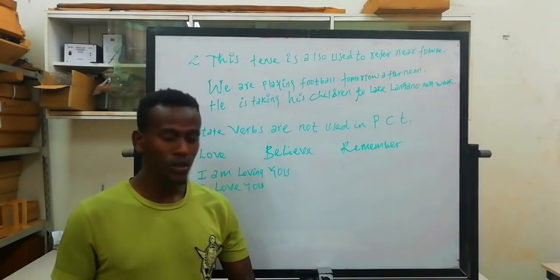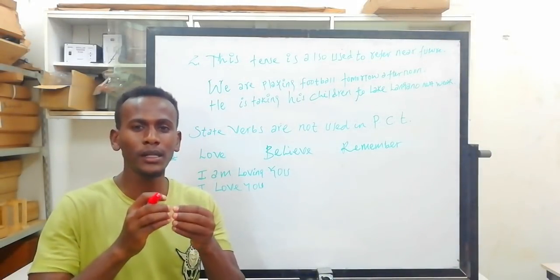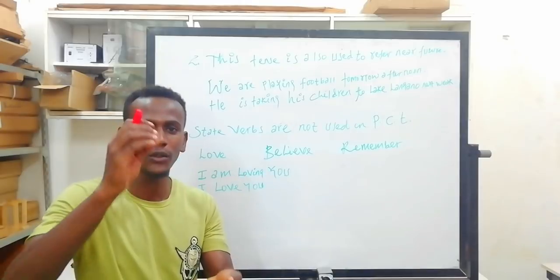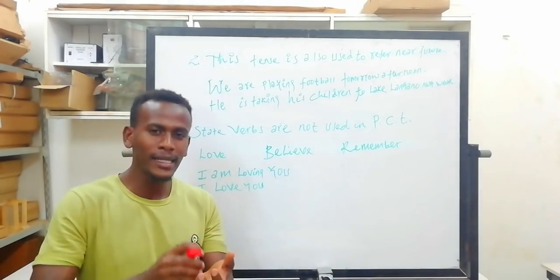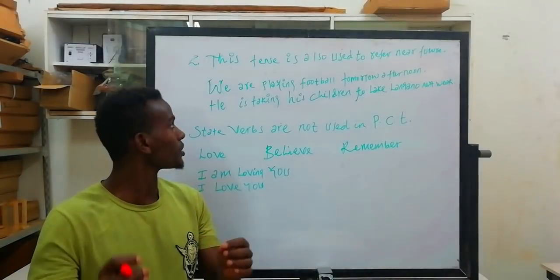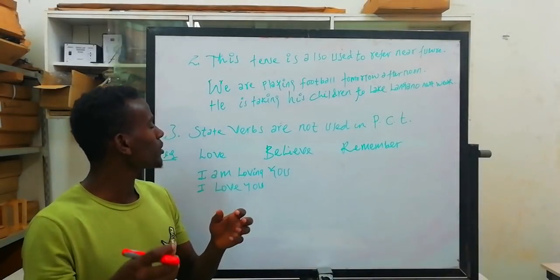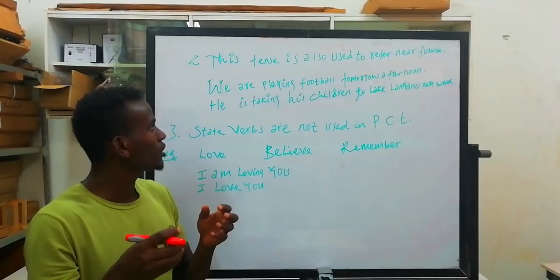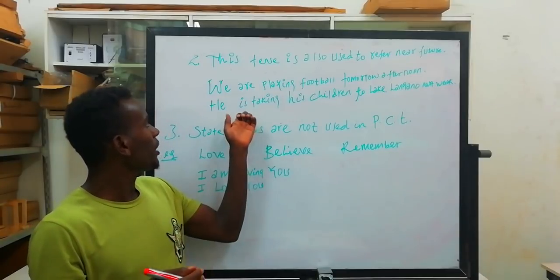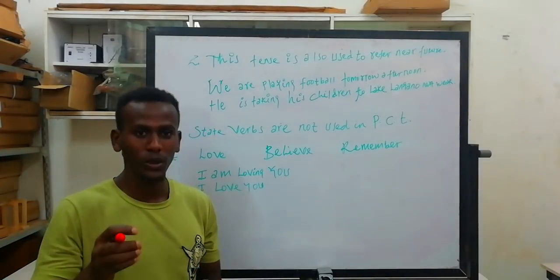So the second use of present continuous tense. This tense is also used to express near future or immediate future, or the plan that is going to be carried out in the near future. So, we are playing football tomorrow afternoon. We are playing football tomorrow afternoon. He is taking his children to Lake Langano next week.